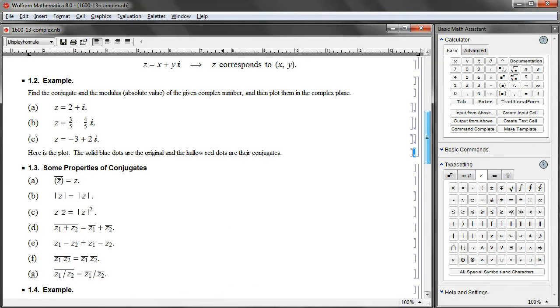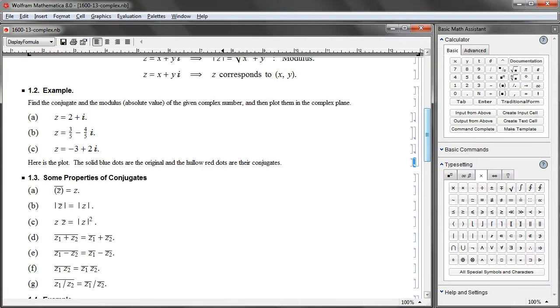Now let's talk a little bit about the properties of conjugates, and those are just routine exercises, so I'm not going to spend any class time proving this. If you take the complex conjugate again, x plus yi becomes x minus yi, and then change the sign again, then we get x plus yi again, so we get the original one back.